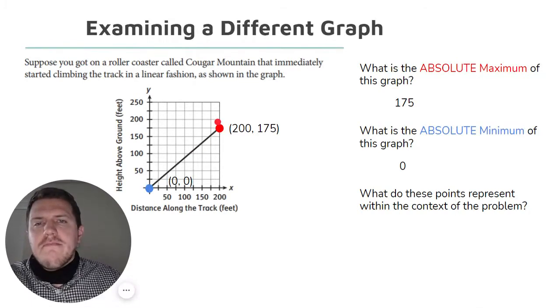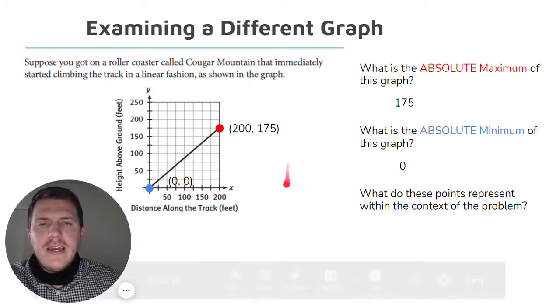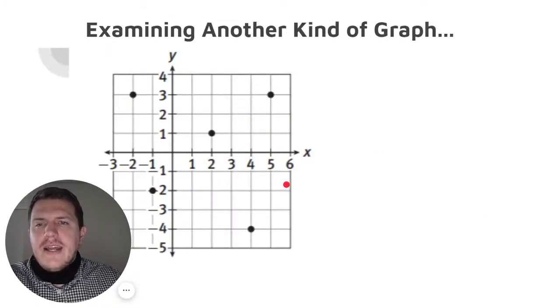Whereas at this absolute maximum, at 200 feet along the track, I'm at a height of 175 feet above the ground. So that's what that really means there. Looking at a different kind of graph.